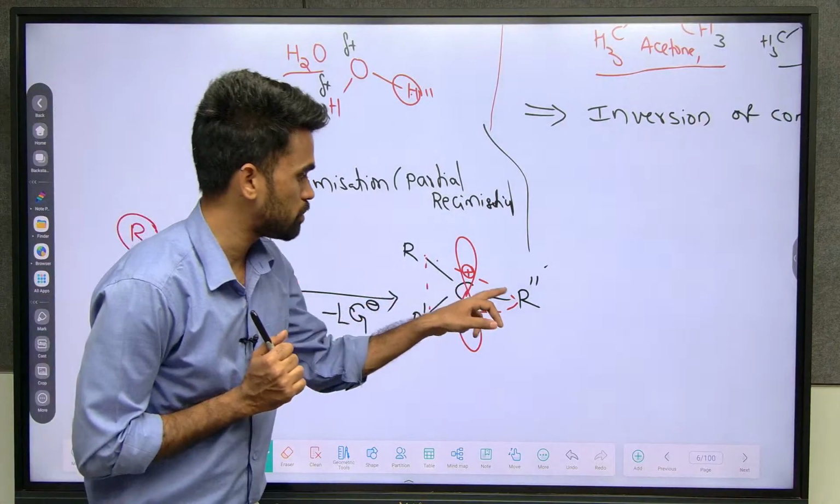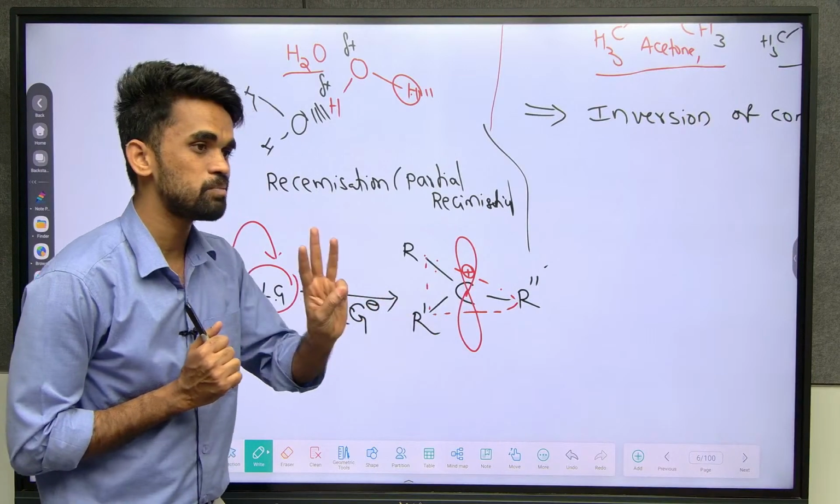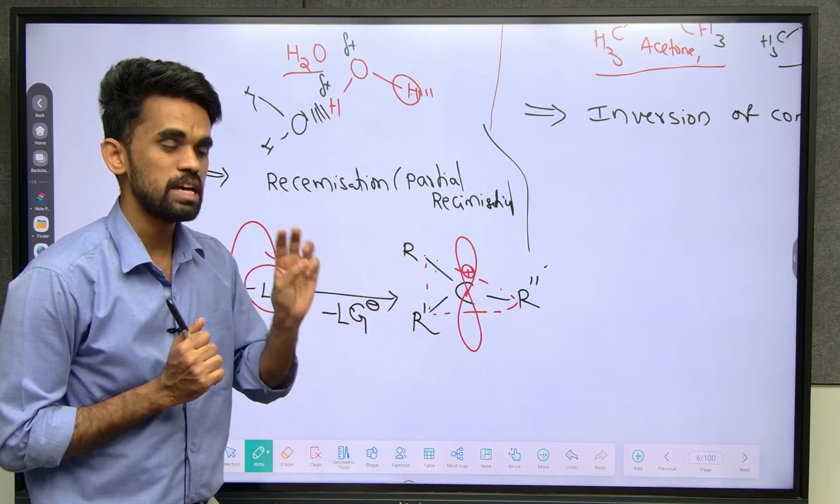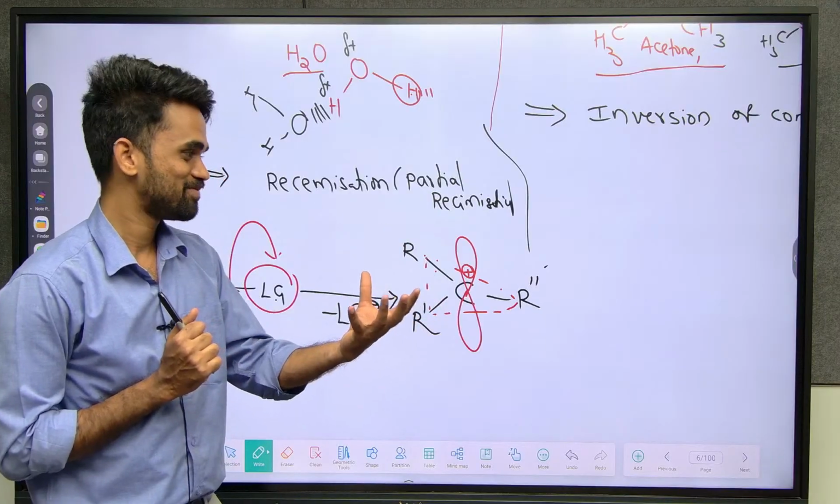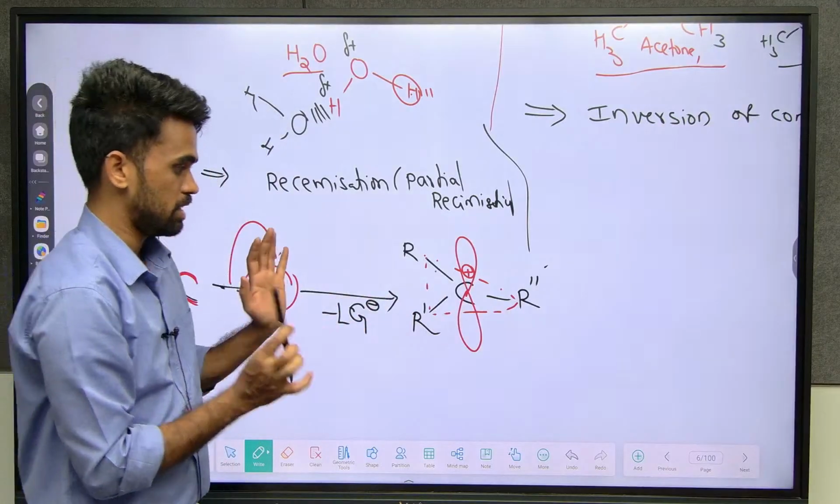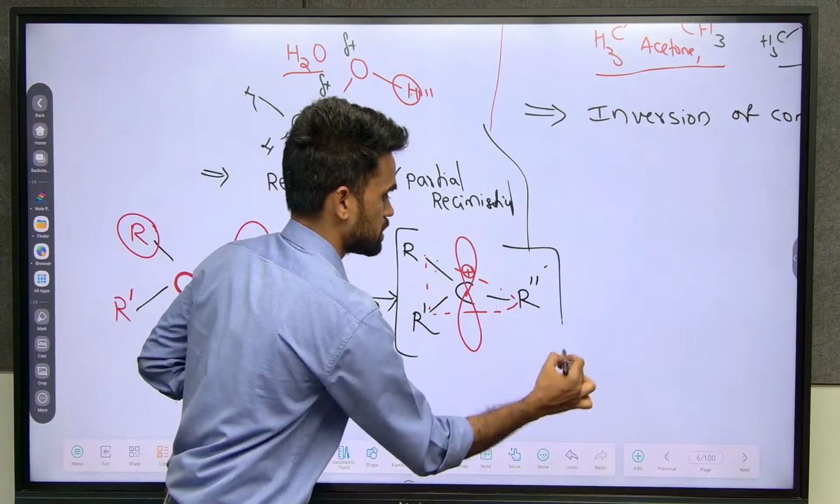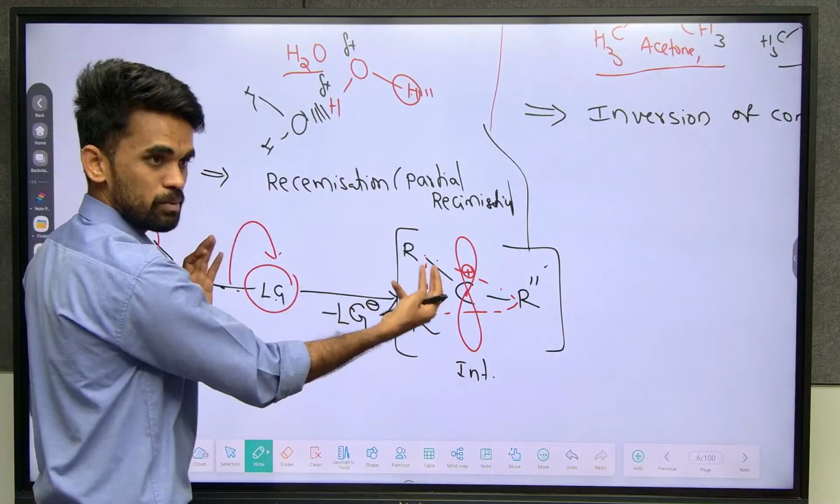So carbocation means what is the hybridization you have? 1, 2, 3, 3 sigma bonds means what is that? sp2. What is the geometry? Trigonal planar. Yes or no? That's it. This is the intermediate. So formation of the intermediate is there now.